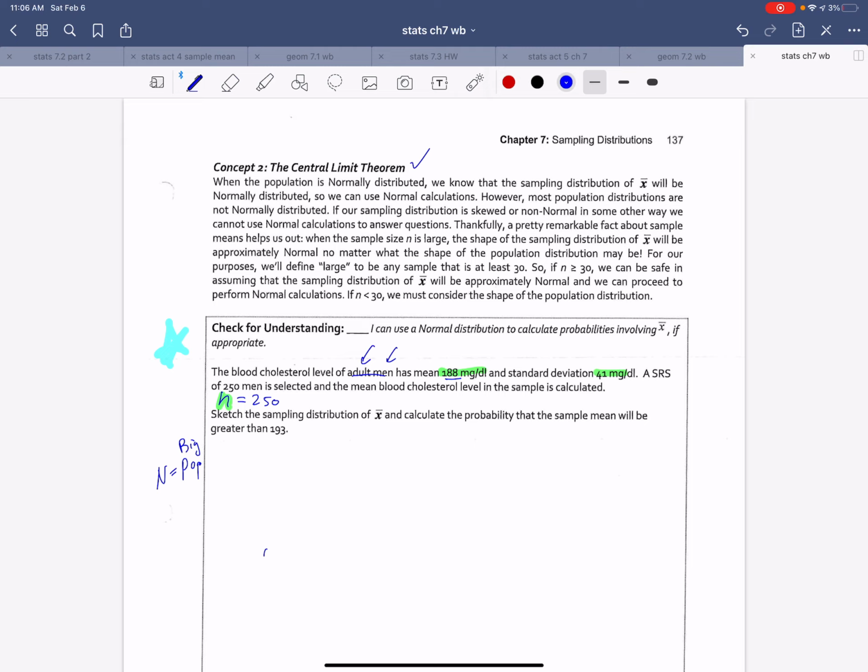Sketch a sampling distribution of x bar and calculate the probability. So the mean would stay the same and the standard deviation of our sample would be 41 divided by the square root of 250. So let's go ahead and do that. Square root of 250. You get 2.593. Okay, so 2.593.